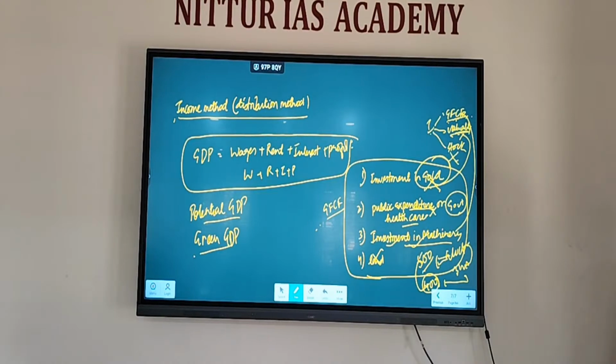Next is a term called green GDP. As the name indicates, green means related to the environment. Now we are talking about the environment. Wherever the term green comes, it is generally related with the environment. You have to keep that in mind.